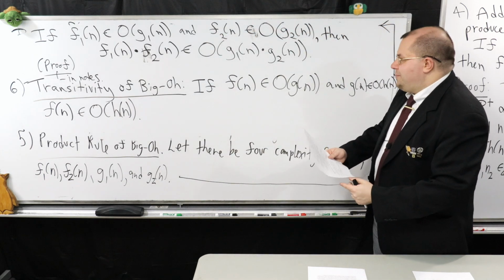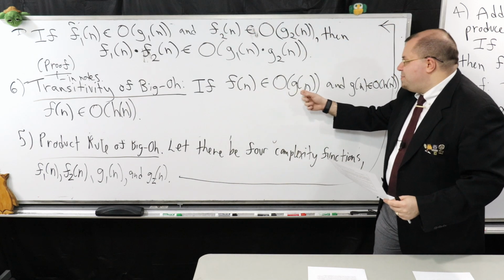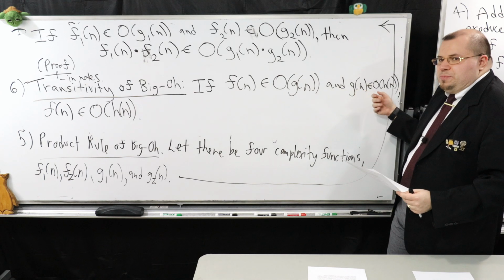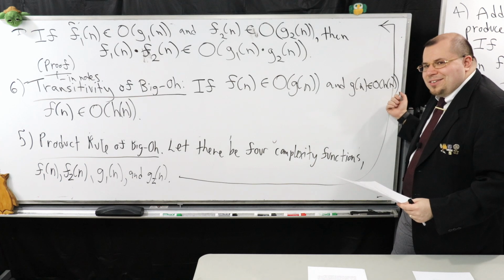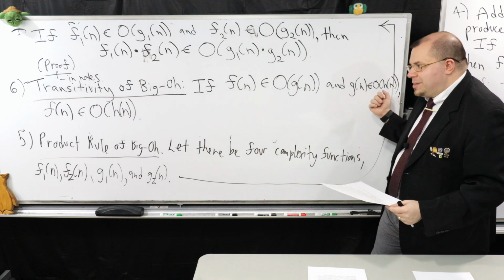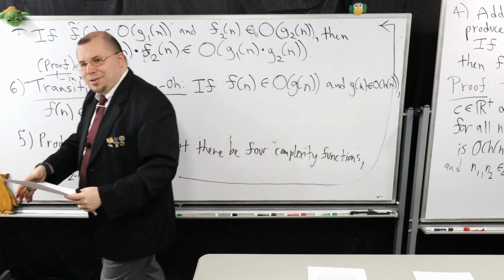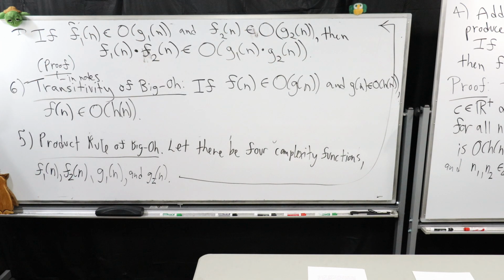So for example, if I have, say, n is big O of n squared? Well, n squared, for example, is big O of n cubed, right? So you could conclude in this example that n is big O of n cubed. That's what the transitive property would tell you. So this is a lovely property just to be aware of.